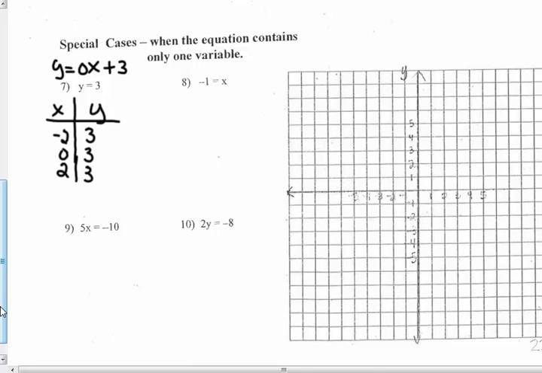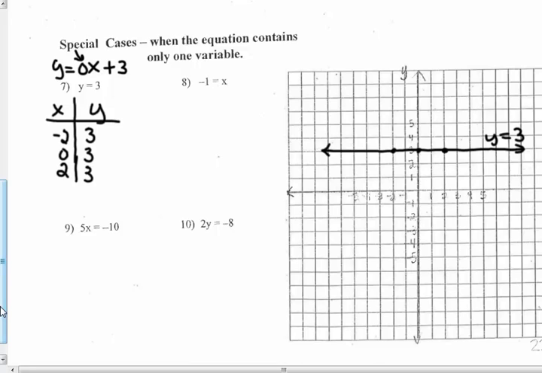So -2, 3, 0, 3, and 2, 3. Those are my 3 points. And I'm going to use a ruler very carefully in drawing this horizontal line that has a slope of 0. We saw that. The slope is 0 on a horizontal line. And this is the equation y equals 3.